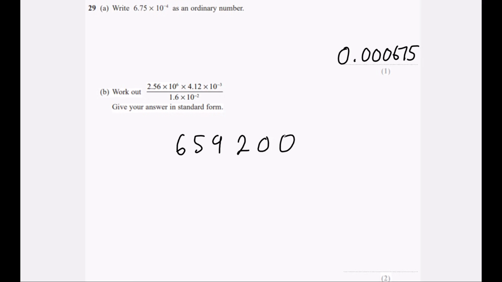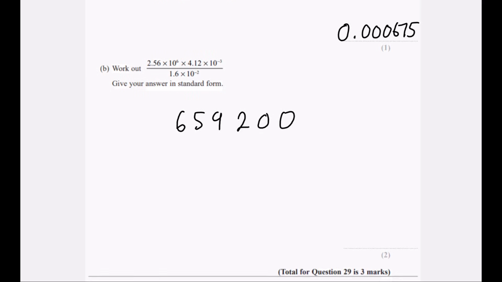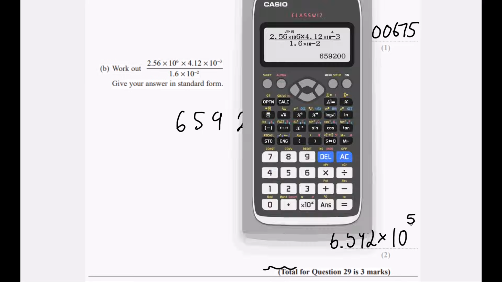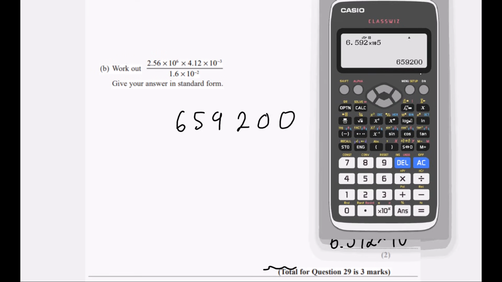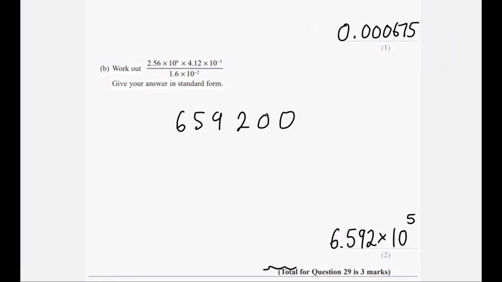It's not in standard form. I need to put it in standard form. So the number needs to be between 1 and 10. So it's going to be 6.592. And then times 10 to a power. 6.592 times 10, 1, 2, 3, 4, 5 times. So it's 6.592 times 10 to the power of 5. And again, we can check our answer. 659,200, that's what we wanted. So we know it's right.